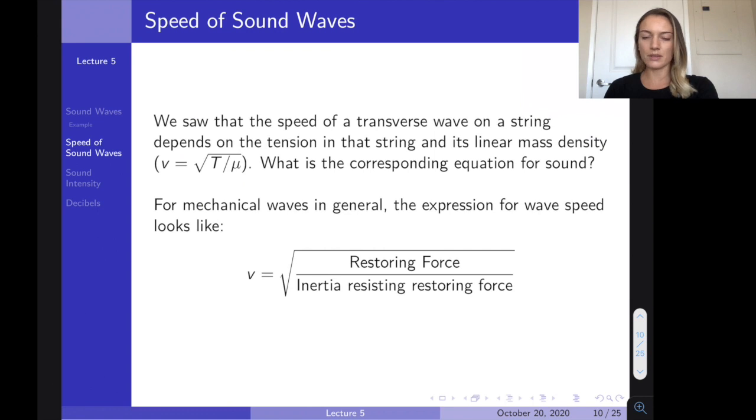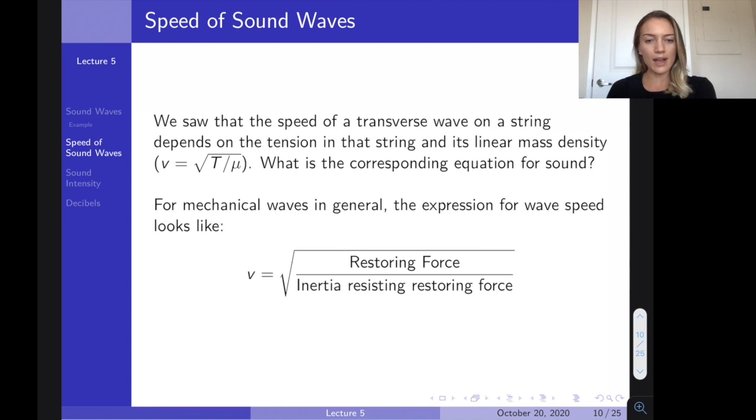Okay, so now let's talk about the speed of sound. We saw for a transverse wave on a string that the velocity of that wave on the string was given by the tension divided by the linear mass density, and then take the square root of that. So that was our velocity for a transverse wave on a string. But what is the corresponding equation for sound waves? For mechanical waves in general, we have a general formula for the velocity of a wave in a medium. It generally looks like the restoring force divided by the inertia resisting that restoring force, and then the square root of that.